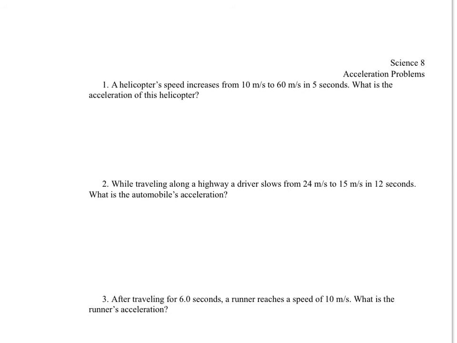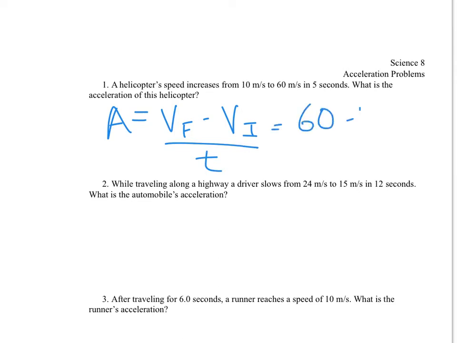Okay, so let's go over these problems that you had for homework. Number 1, helicopter speed increases from 10 to 60 in 5 seconds. What's the acceleration? So this is a simple problem using our formula. So 60 minus 10 divided by 5 gives us 10 meters per second squared.